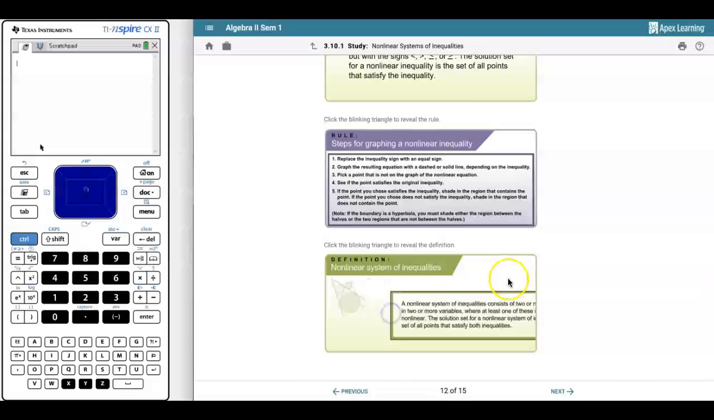Then the nonlinear system of inequalities is multiple inequalities with 2 or more variables. Again, we're looking for the regions where they are overlapping, so the shading is overlapping.